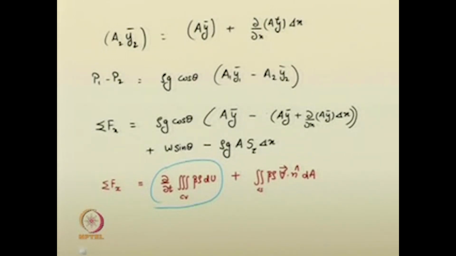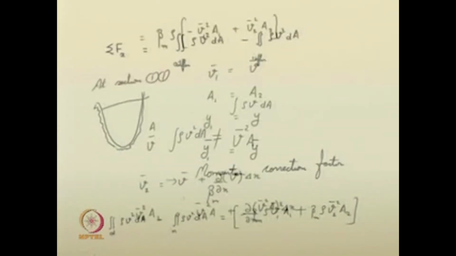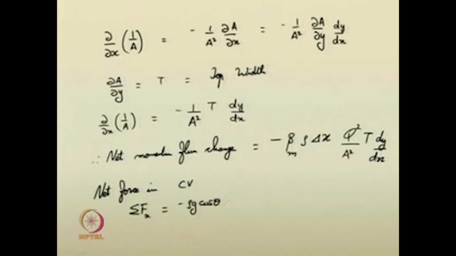So, I can use the remaining terms: minus rho g cos theta dou by dou x of A y bar into del x, plus w sin theta, minus rho g A into the shear slope S f into del x.